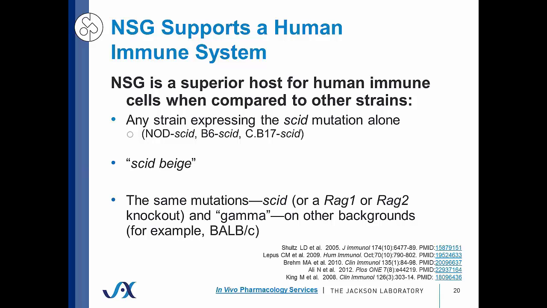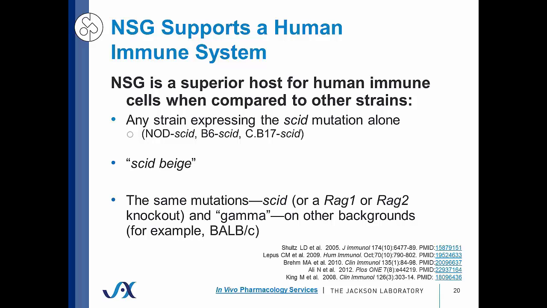So there have been comparative studies comparing human immune cell engraftment in NSG mice versus other immunodeficient mouse models, and each of them has shown that NSG mice are a superior host for human immune cell engraftment when compared to other strains that express the scid mutation alone. That includes the original NOD-scid mice, as well as B6 scids, or the CB17 scid, which is the strain in which the scid mutation originally spontaneously developed.